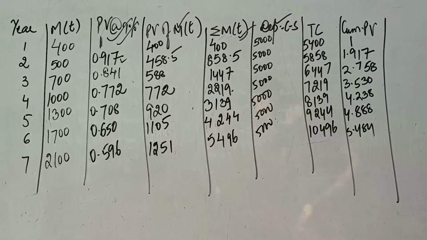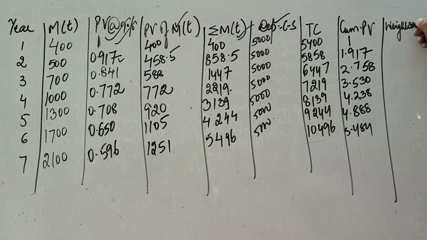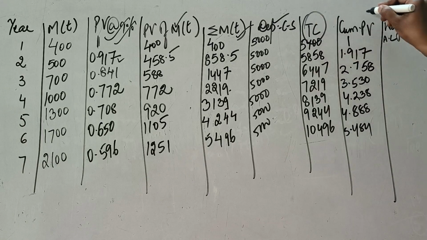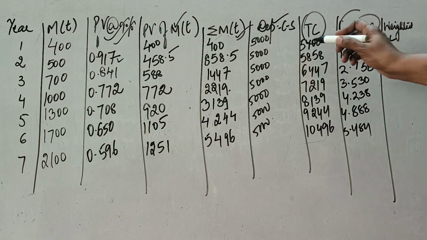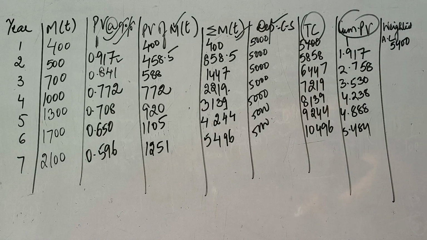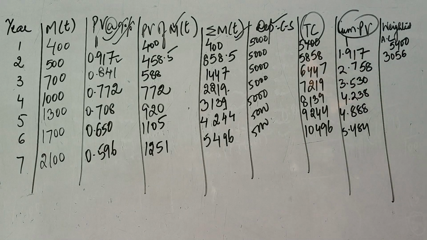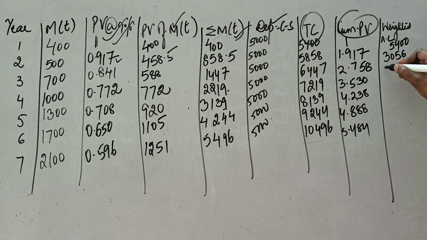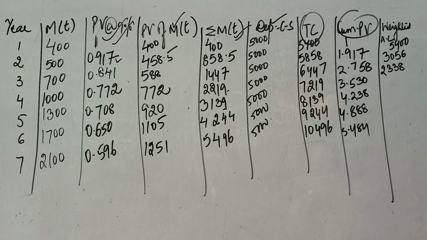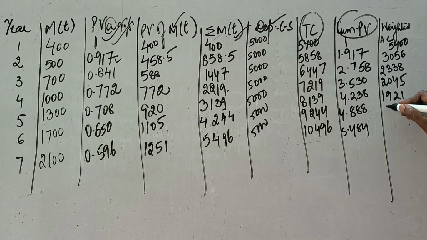Now finally we will be calculating the average cost, and you will name it the weighted average cost. What you have to do is total cost divided by cumulative PV factor. 5400 divided by 1. So first value will be 5400. 5858 divided by 1.917. It comes out to be approximately 3056. 6447 divided by 2.758. It comes out to be 2338. Next will be 2045. Next will be 1921. Next will be 1891, and the last will be 1914.